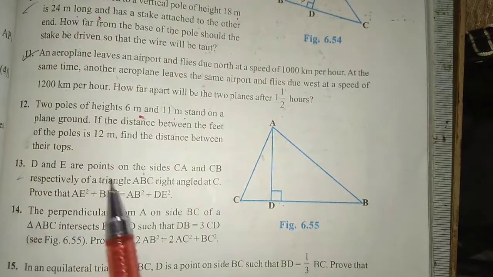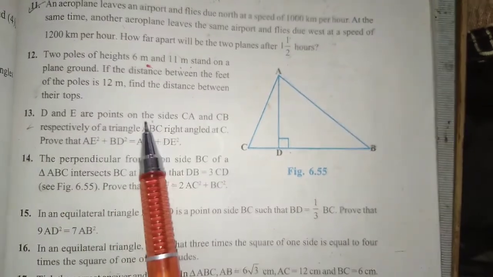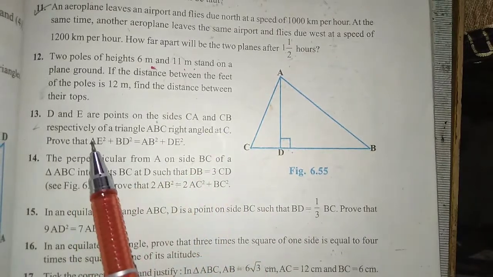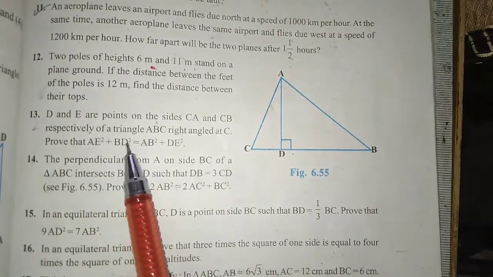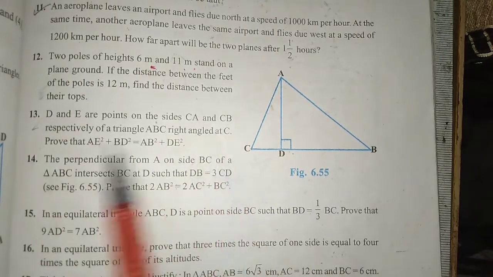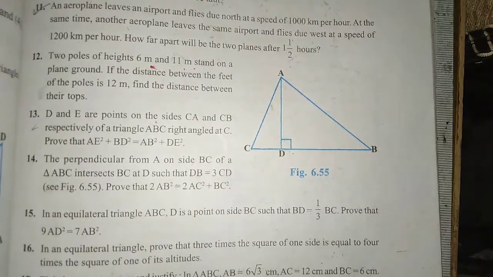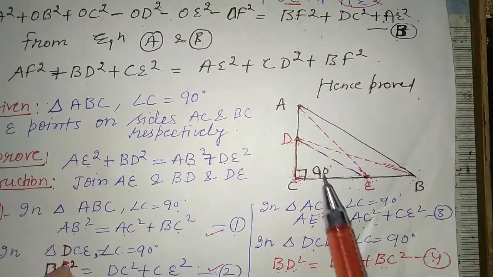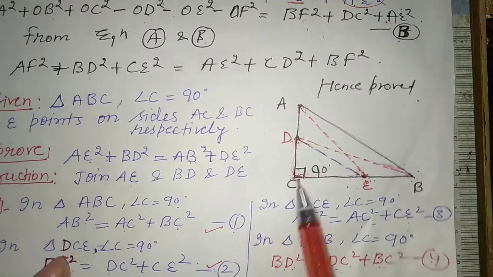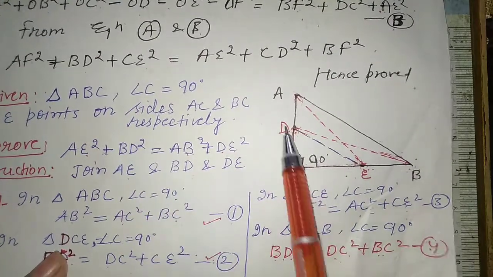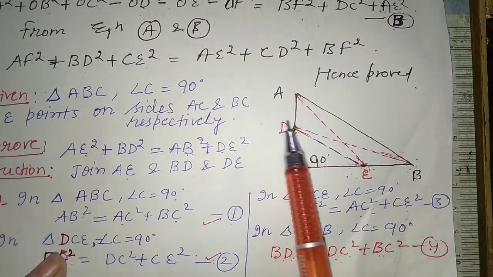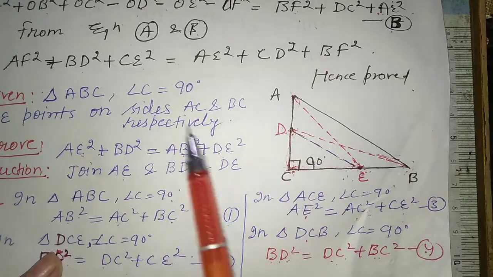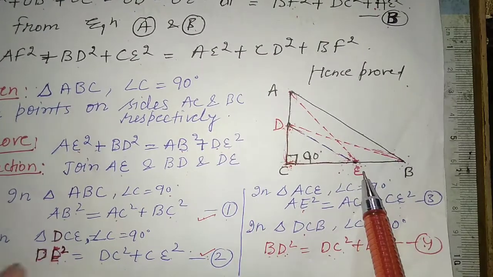Now the question number 13. D and E are points on the sides CA and CB respectively of a triangle ABC, right angled at C. Prove, we have to do this. Now the question number 13 is given here, a triangle ABC. This is ABC, right angled at C. D and E are the two points on sides AC and BC. D is a point on AC and E is a point on BC.